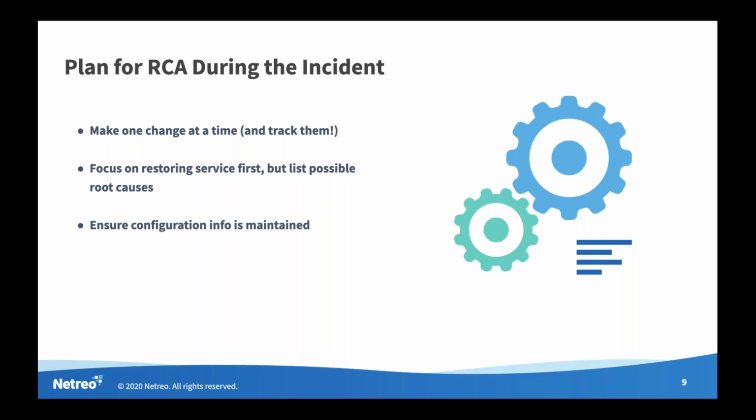We also need to ensure that configuration information is documented and maintained through the changes, because we want to be able to see if there are changes that may have caused the problem before the incident happened, and afterwards find out what changes were made to resolve them to prevent possible future incidents.